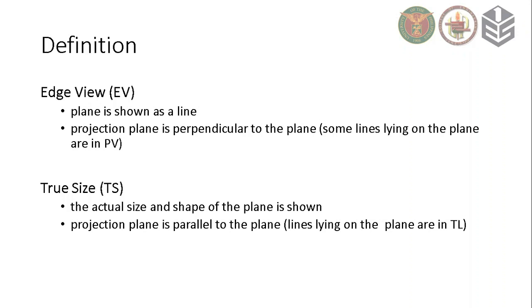A plane is in true size if the actual size and shape of the plane is shown. TS can be obtained by drawing a projection plane that is parallel to the given plane. Take note that if a plane is in TS, lines lying on the plane are in TL.